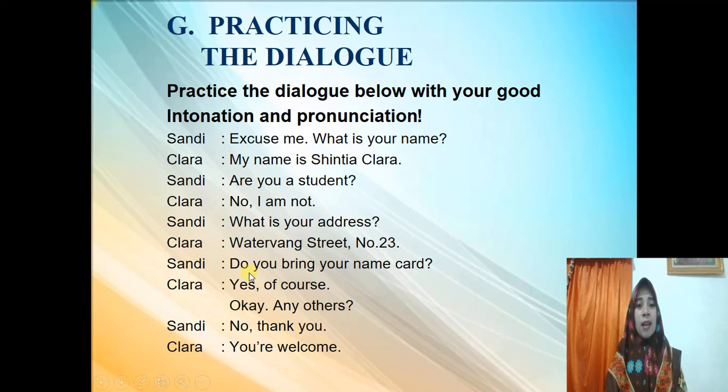Do you bring your name card? Spoken with rising intonation because it is a yes-no question. Yes, of course. Any others? Spoken with rising intonation because it is a yes-no question. No, thank you. You are welcome. I think all of my students would like to practice the dialogue below with your good intonation and pronunciation.